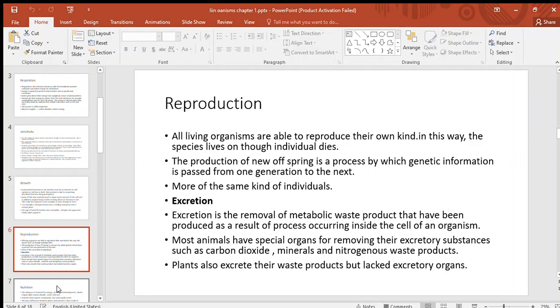And these species can pass their genetic information on so that the same kind of individuals are produced. Next is excretion. Excretion is the removal of metabolic waste products that have been produced as a result of processes occurring inside the cells of an organism.